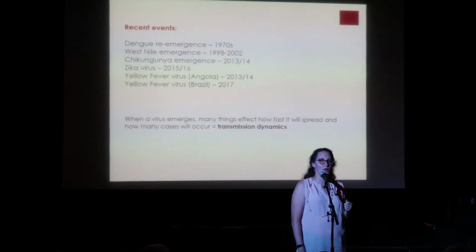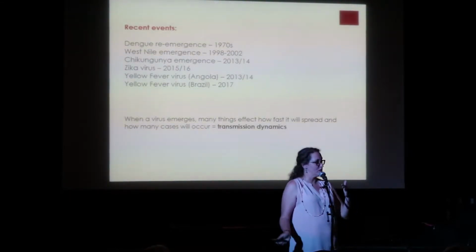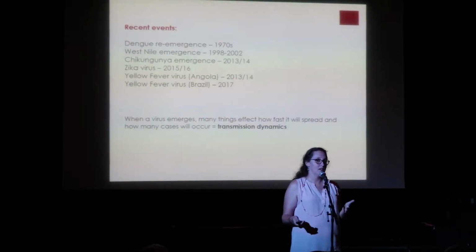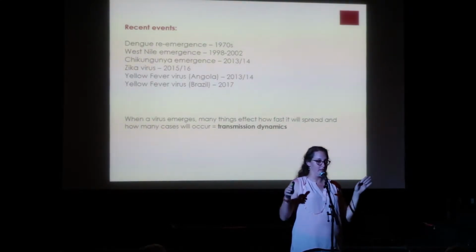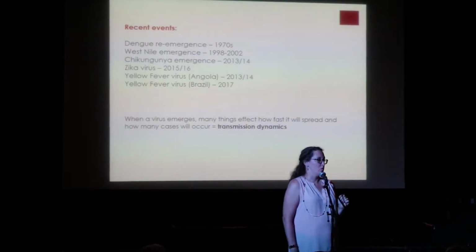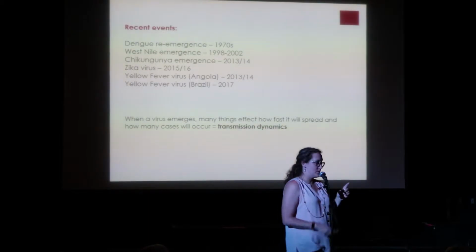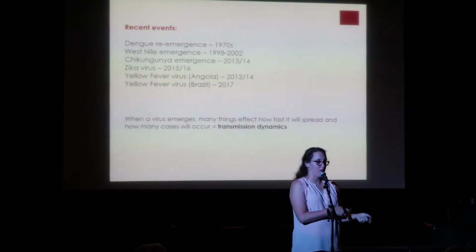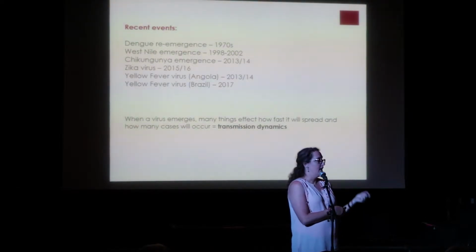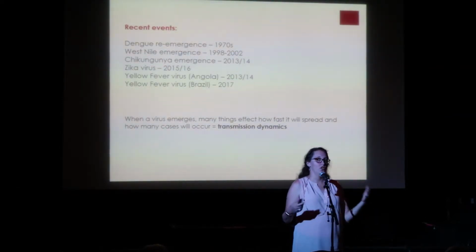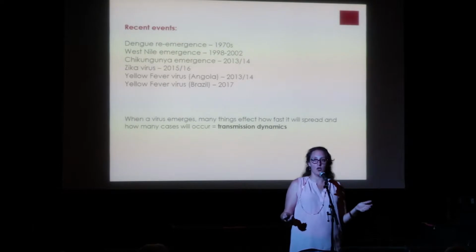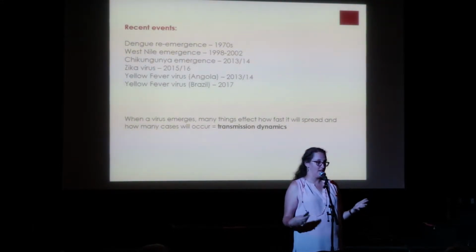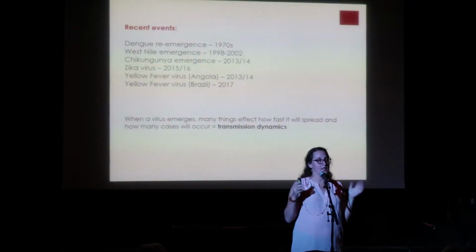West Nile. So West Nile emerged in the U.S. in 1998 to 2002. It spread across the continental U.S., and now it's what we call endemic, and that just means it stays here all the time. West Nile is primarily transmitted between a different kind of mosquito, a Culex mosquito, which are the little brown ones that bite you in the middle of the night, and birds. So when you get West Nile, you probably don't know you have it. If you do know you have it, you probably have encephalitis, and that's bad.